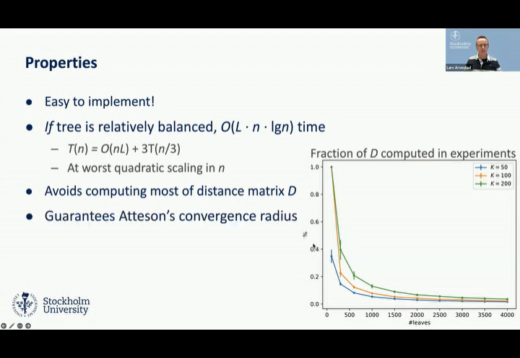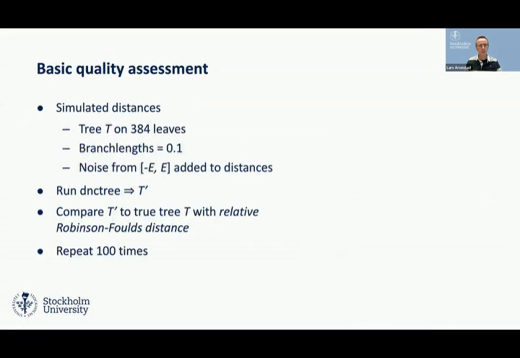And another nice thing is that Addison's convergence radius is actually respected as well. So as long as the distances are good, then we are guaranteed to return the true tree. And to experiment with this, I put this together in a Python program. In my first experiments, I've worked with simulated distances. I wanted to understand how good this algorithm was, both in terms of speed and in terms of accuracy.